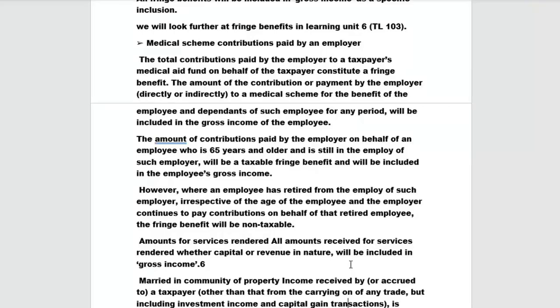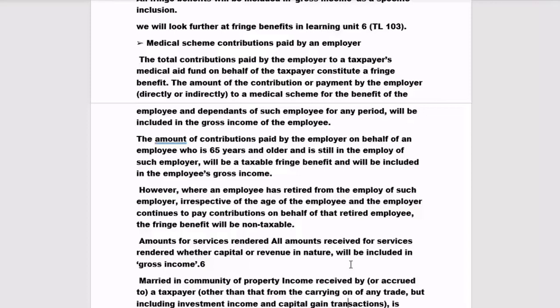Right, I've seen it happening many times at the University of South Africa, where you've got a lecturer who's outstanding at what they do. They have this qualitative gift within themselves, and they get to be reemployed after their retirement. So what they would do is they're not going to employ you permanently, but they would give you a contract as and when they would need you. However, where an employee has retired from the employer, irrespective of the age of the employee, and the employer continues to pay contributions on behalf of the retired employee, the fringe benefit will be non-taxable.